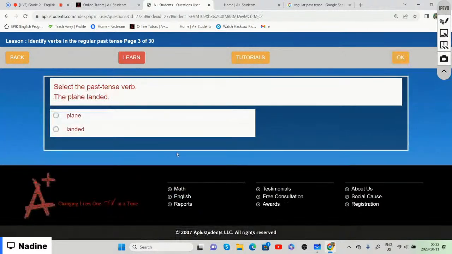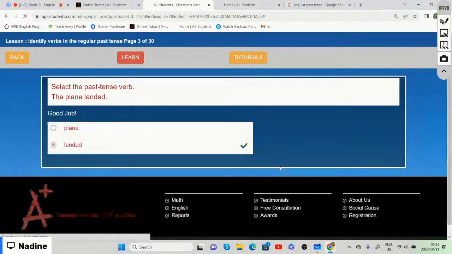The plane landed. So if we select the past tense verb, landed, because as you can also see, it ends in a D. All right, so let's go with landed. And landed is correct.